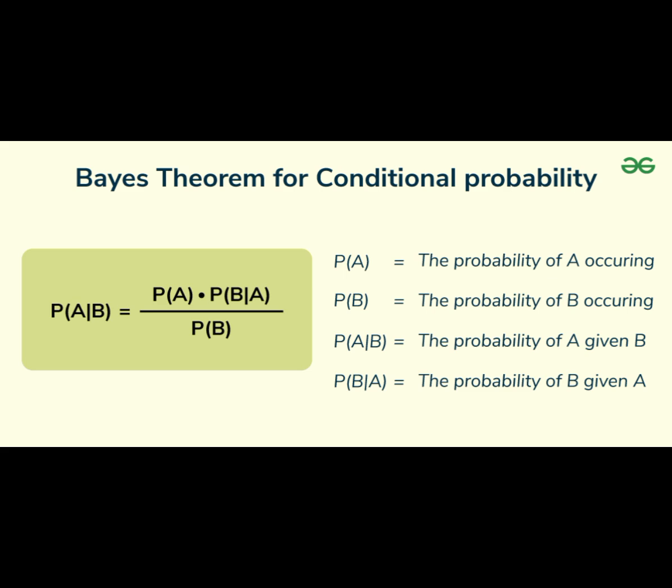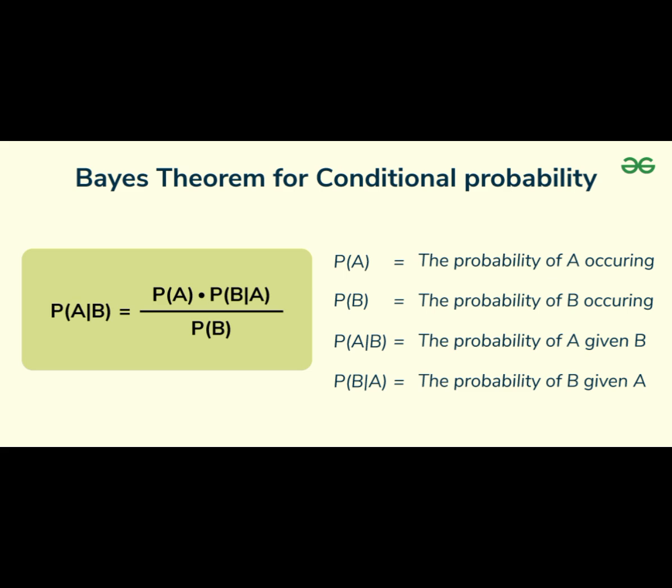Bayes' theorem for conditional probability. P of A is the probability of A occurring, P of B is the probability of B occurring, P of A given B is the probability of A given B, and P of B given A is the probability of B given A.